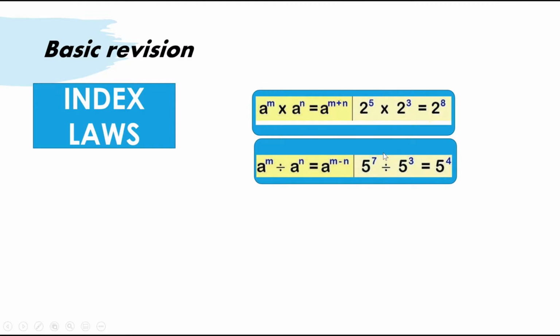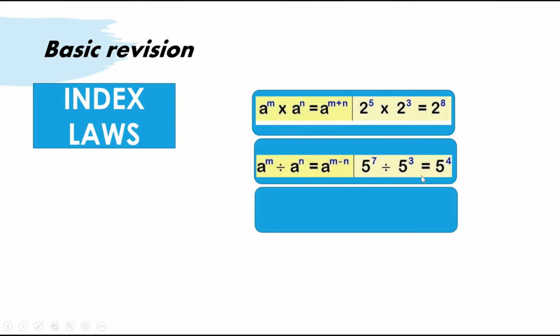Similarly, if the bases are the same and the division sign is there, then the powers are subtracted. Here is an example: 5 to the power 7 divided by 5 to the power 3. We get 5 to the power 7 minus 3, which is equal to 5 to the power 4.